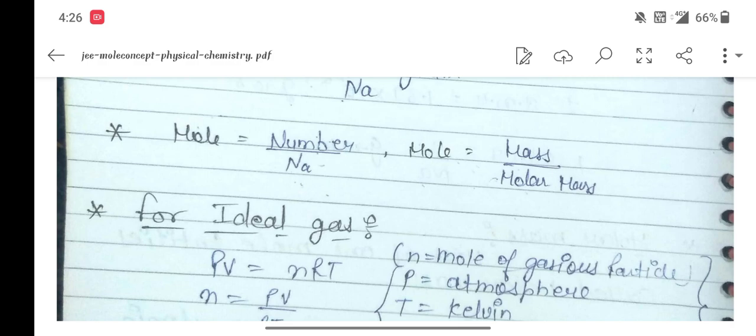Mole is equal to number by Na, or mole is equal to mass by molar mass. This is the difference between the two formulas for mole.